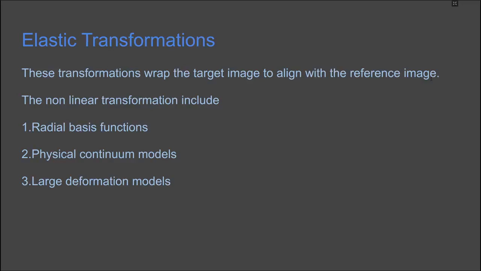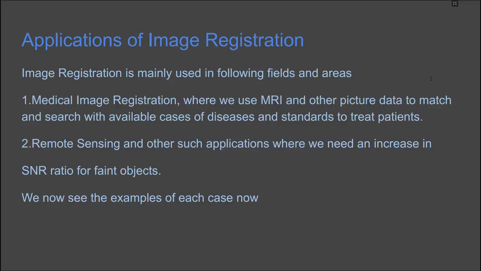Let us look at some applications of image registration. Image registration is mainly used in the following fields and areas. The main area is medical image registration, where we use MRI and other picture data to match and search with available cases of diseases and standards to treat patients. And another important area is remote sensing, where we need to increase the signal to noise ratio for faint objects.